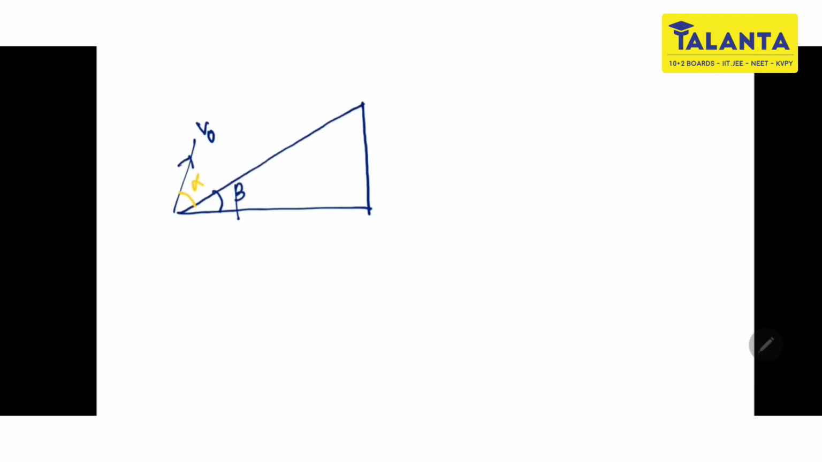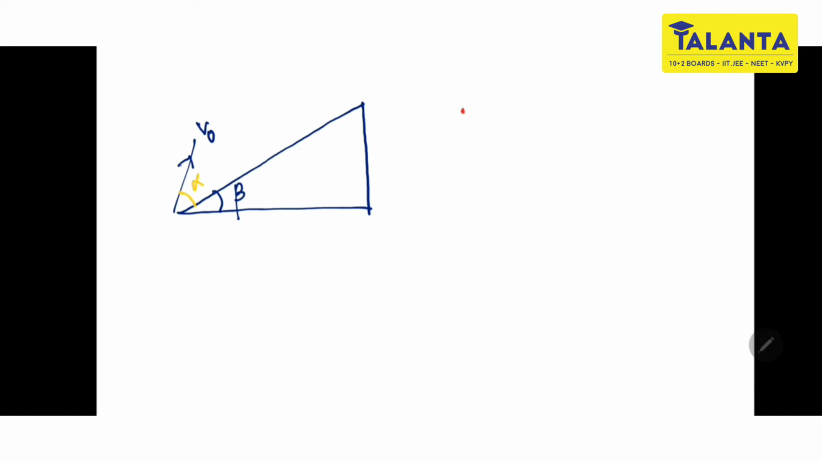Now consider an example. A projectile is thrown at an angle of alpha with an inclined plane of inclination beta, as shown in the figure. Find the relationship between alpha and beta if the projectile strikes the inclined plane perpendicularly.